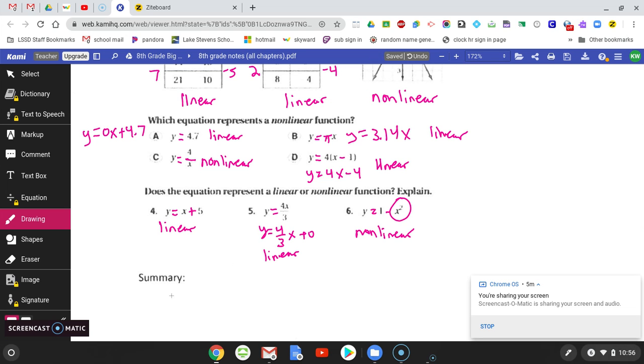All right, so take a second, write your summary. How do you know if it is linear or nonlinear? From a table, from a graph, or from an equation. So those are 3 formats you want to make sure you can identify whether it is linear or nonlinear.